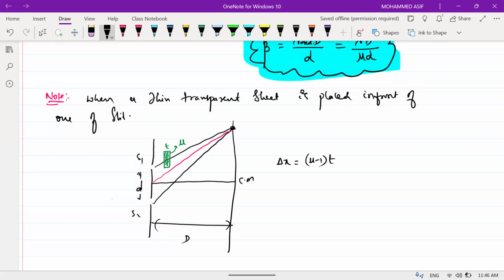Okay, so what happens to the central maxima? It shifts. Here the central maxima will try to shift somewhere away right now. Earlier it was here, now the central maxima will be here. Okay, so I'll write that one.